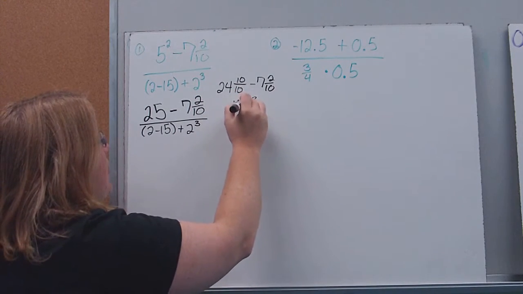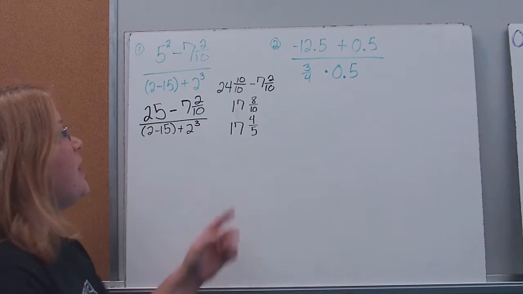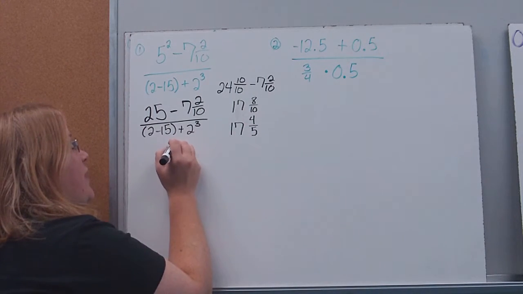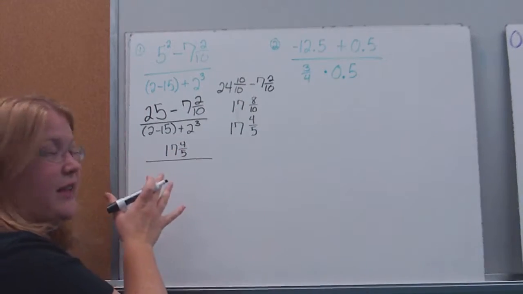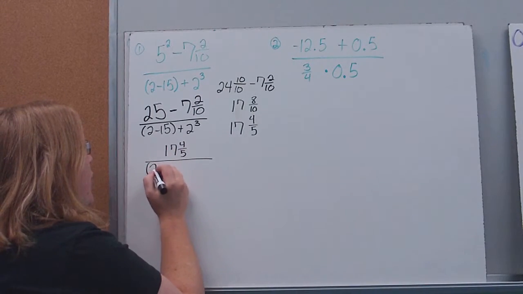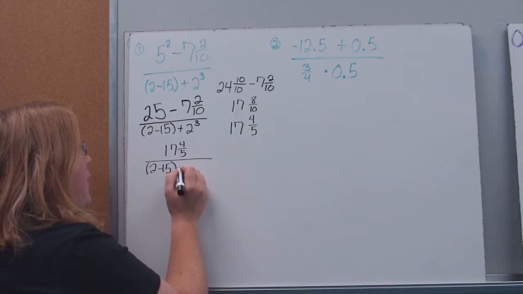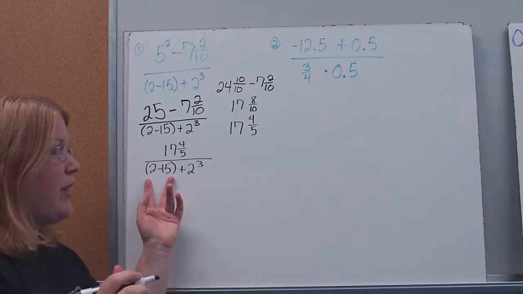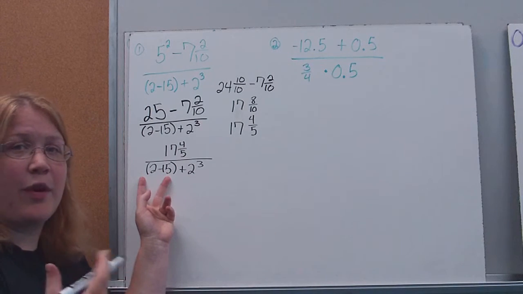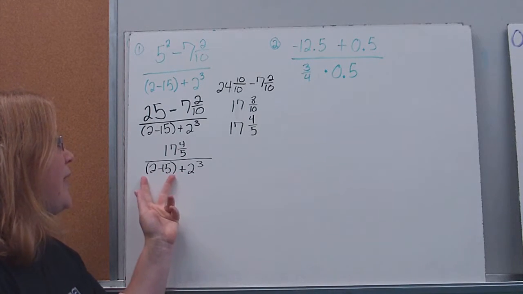No, 17, sorry, 17. So on the top I wind up with 17 and 4/5. I've done all the calculations on the top, so now we'll work on our calculations on the bottom part. All right, what I noticed down here is I have parentheses and an exponent. Well, I should do my parentheses first. I also have addition, that'll be last.